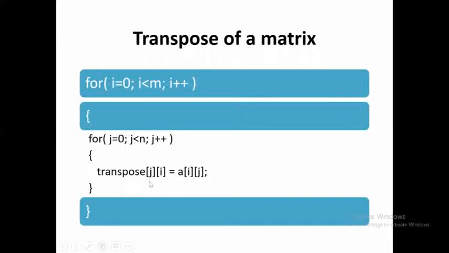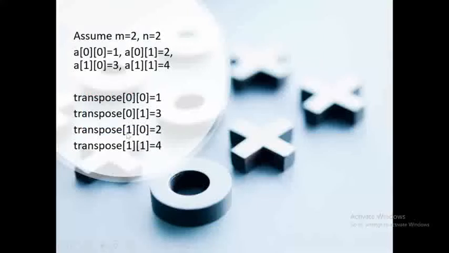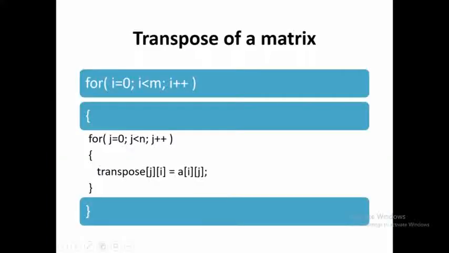Now transpose of j value is what? 1, and i value is what? 0. Transpose of 1 0 is assigned a of 0 1. See here, transpose of 1 0 is assigned a of 0 1 value. a of 0 1 value is what? 2. Okay, so this is the value. Next thing is what? Control goes to where? j plus plus, previously it was 1. Okay, now j plus plus, j less than what? 2. 2 less than 2, condition is false, control goes to where? Here.